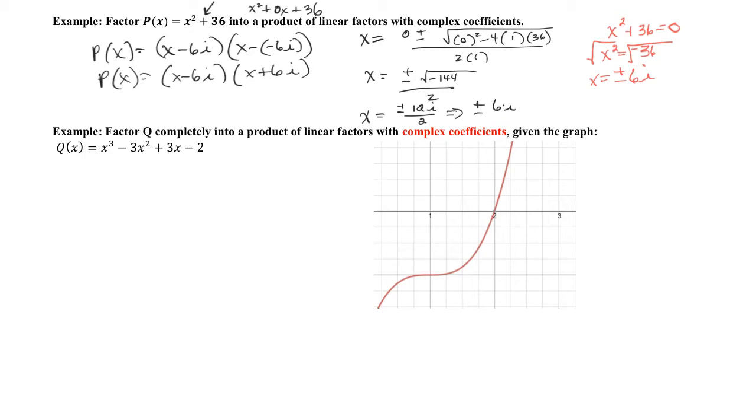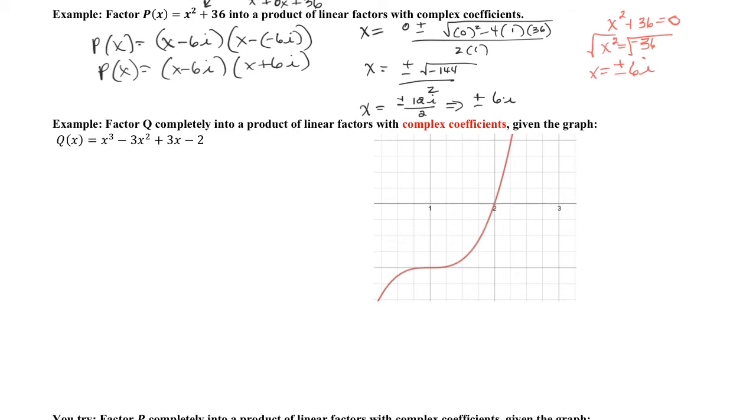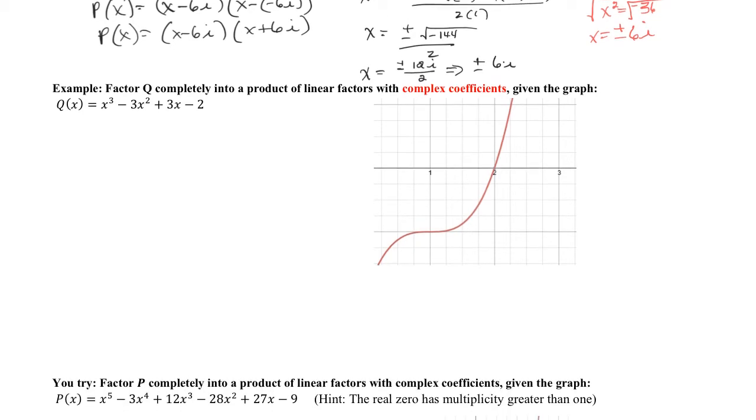Okay, for the next one, we're told we're going to factor q completely into a product of linear factors. That's important, so circle it. Linear factors, so everything's going to be first degree with complex coefficients. So that means i's are okay. If you end up needing to use imaginary numbers, you can. If it were to say real coefficients, you couldn't use imaginary numbers. All right, so q of x equals x cubed minus 3x squared plus 3x minus 2. Now, that's all they give me, and I'm supposed to factor this. I've got nothing to work with, like absolutely nothing.